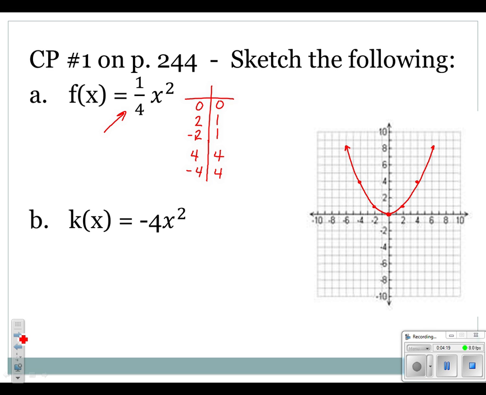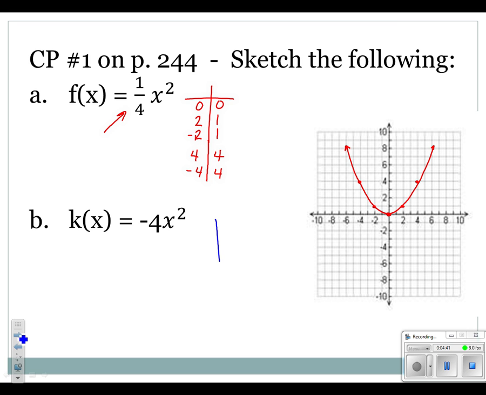It was this multiplier out front. Do you remember how having that value less than 1 out front as a multiplier ended up being a vertical shrink? Notice how this was that general shape of a parabola, but it's fatter. So that vertical shrink is there. We can see it in our graph. All of that's matching up, and we can feel pretty good about that.